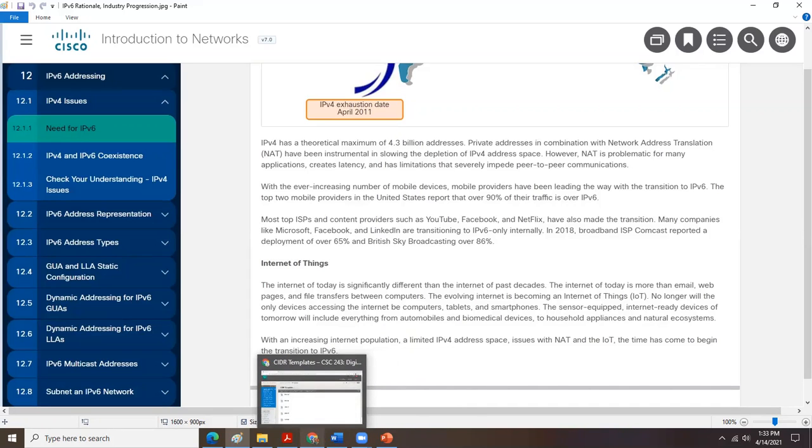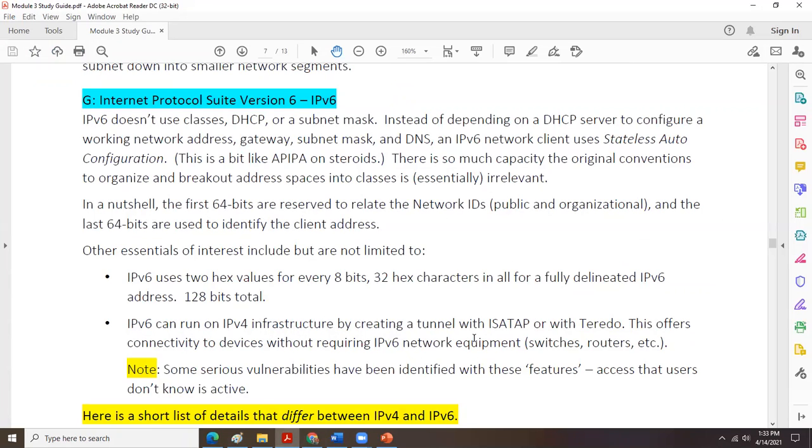There are a lot of very important advantages when you move to IPv6. One thing that's an innovation of IPv6, other than much better security, is this idea that it's a stateless auto configuration. So this is like APIPA on steroids. You don't have to have a DHCP server. You don't have to figure out subnet masks or which classes. It doesn't use any of that. There are so many addresses that basically every system configures itself.